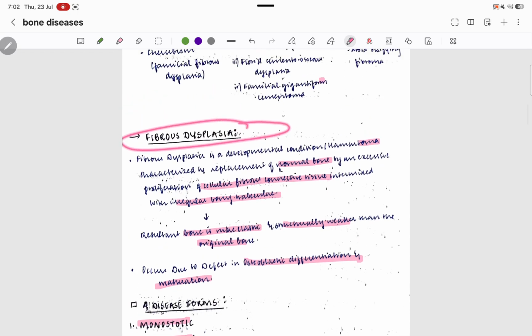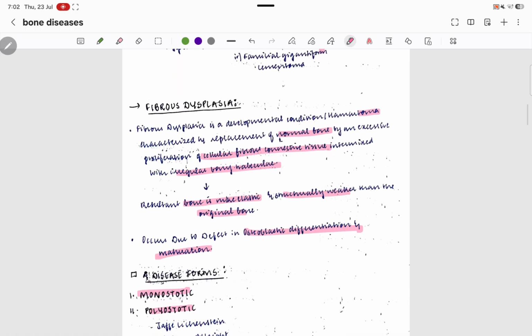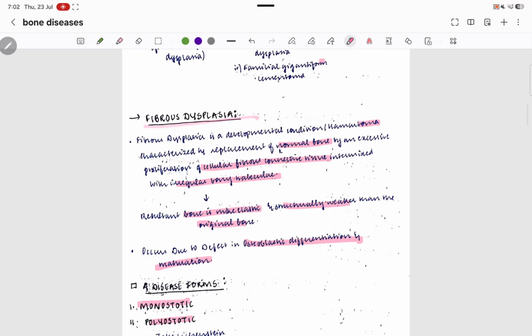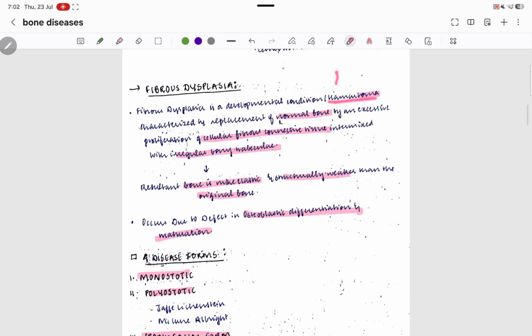In fibro-osseous lesions, we're mainly discussing fibrous dysplasia. We are so used to saying fibroma, so I keep fumbling. Anyway, fibrous dysplasia is a developmental condition that is hamartomatous, meaning it is benign. It is characterized by replacement of normal bone by an excessive proliferation of fibrous connective tissue intermixed with irregular bony trabeculae.